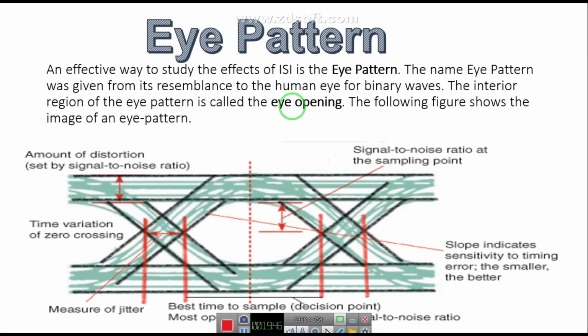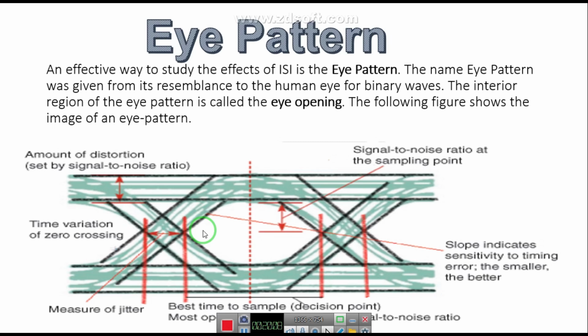transmission symbol rate, that is 1 by T, to the horizontal deflection plates, that is the X plate of the CRO. Then the received digital signal and the corresponding oscilloscope display, you can get it on the screen as it is present on the screen.